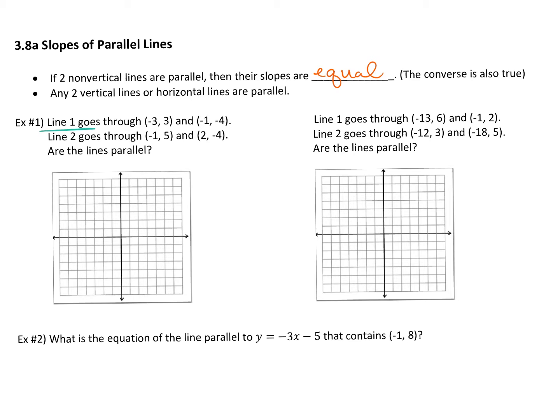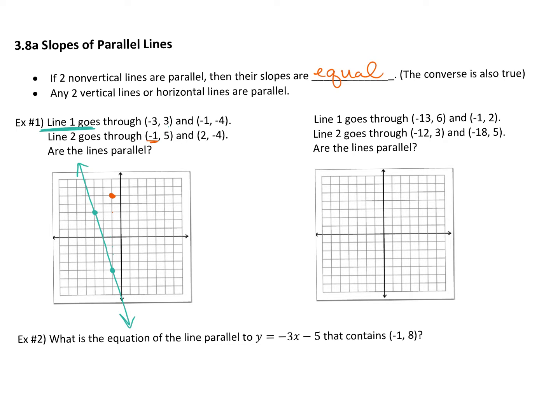So line 1, I'm going to do in this blue-green-ish color. So negative 3, 3 is this point here. And then negative 1, negative 4 is this point here. So you have this line. Line 2 is negative 1, 1, 2, 3, 4, 5. Make sure you're plotting your points appropriately. Some people are moving the wrong direction for different numbers. Negative 1 is one to the left, not one down, right?